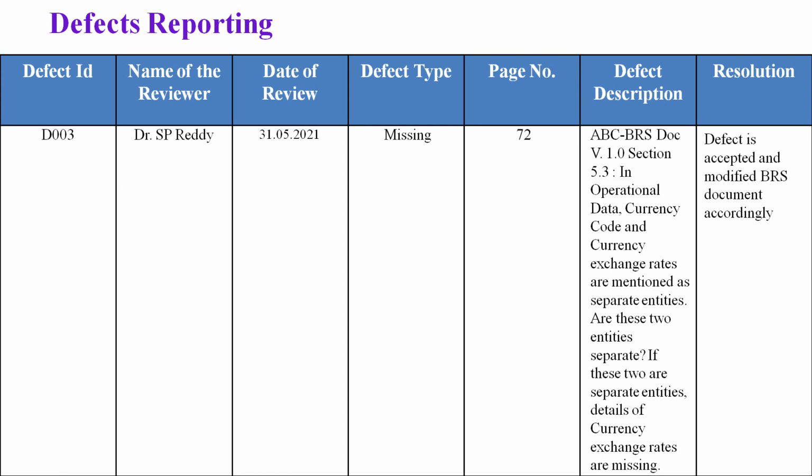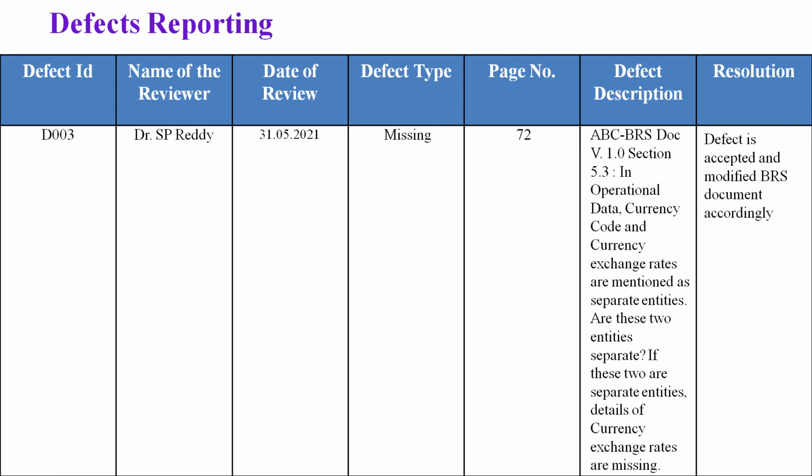In the interview, if they ask you to explain how to report the defects of the BRS document or any other documents in the review process, then you have to tell them, yes, we are following this template. This is a defect ID, name of the reviewer, date of the review, defect type, page number, defect description, resolution. By using this template, you explain about defect reporting.